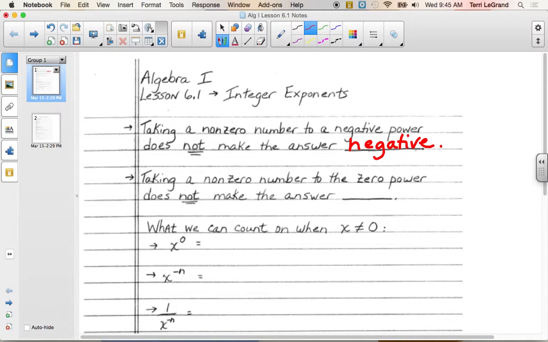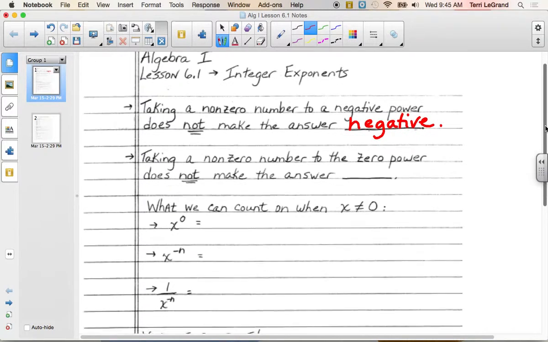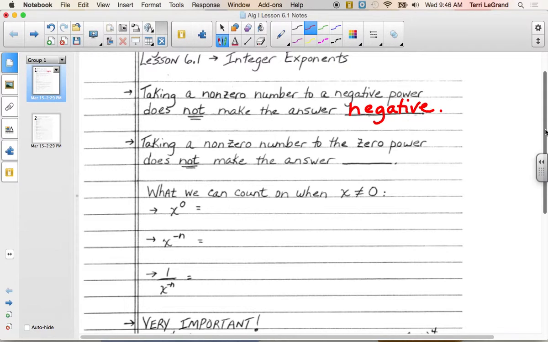What does it do instead? It makes it a fraction. It makes it smaller, not negative, but it does make it smaller. Okay, the other thing that is very tempting to say is, what if you're taking something to a zero power? Taking a non-zero number to a zero power does not make the answer zero. No, it does not make the answer zero.